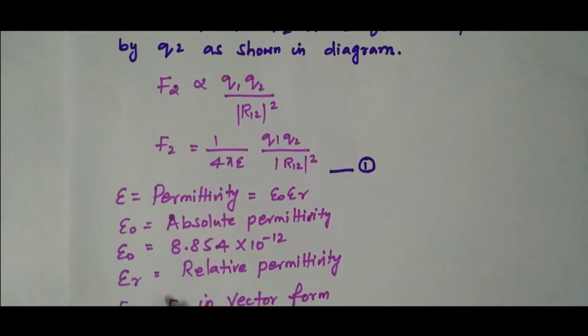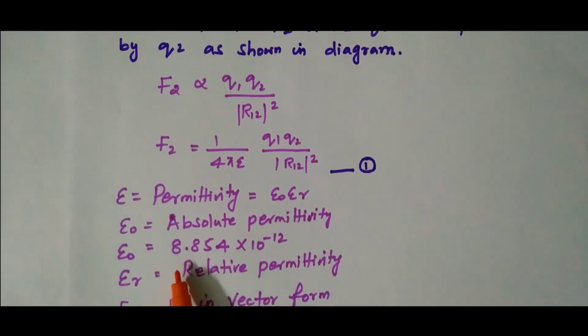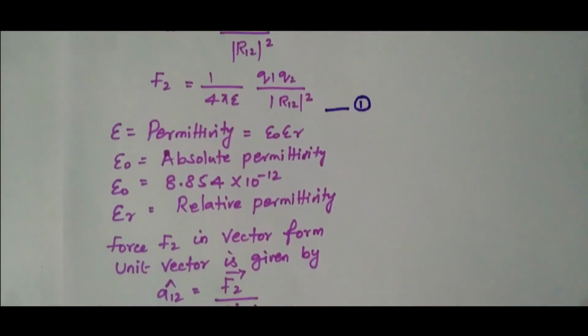Epsilon r is the relative permittivity. That depends upon the medium. So epsilon equals epsilon naught times epsilon r. Epsilon naught means absolute permittivity, that is 8.854 into 10 to the power minus 12. Epsilon r is the relative permittivity, that depends upon the medium.